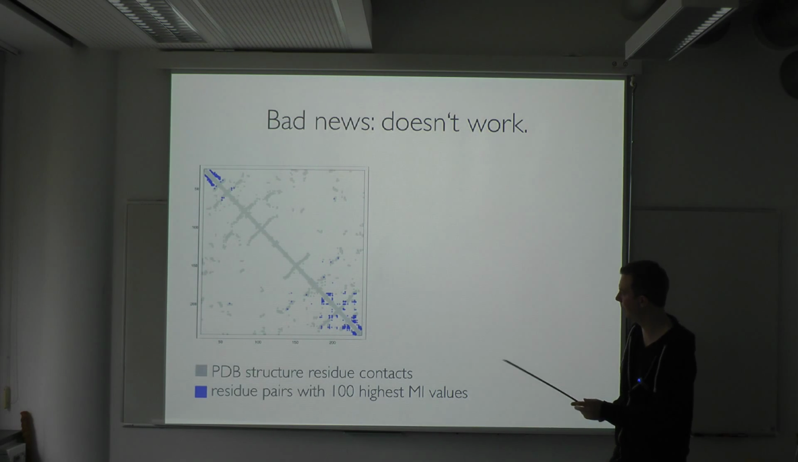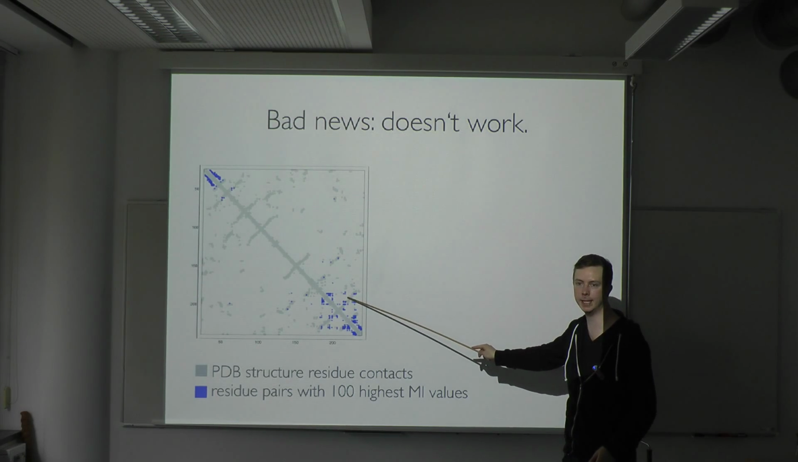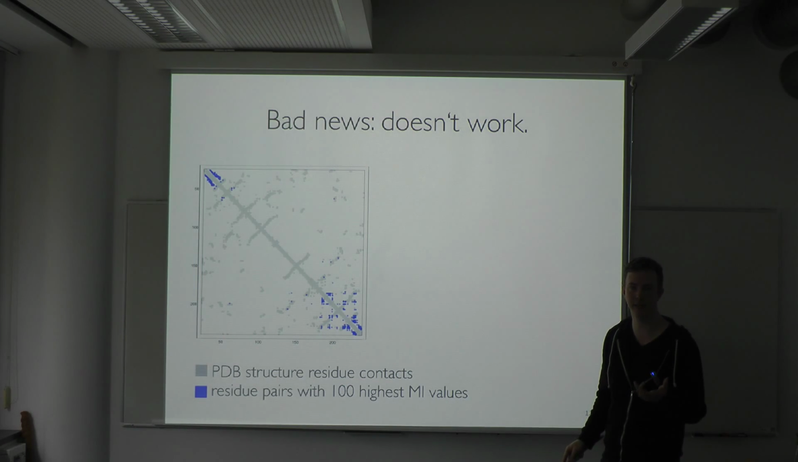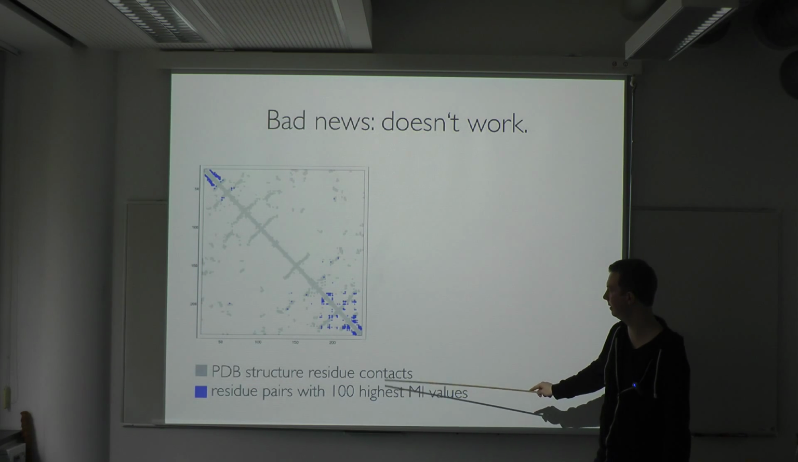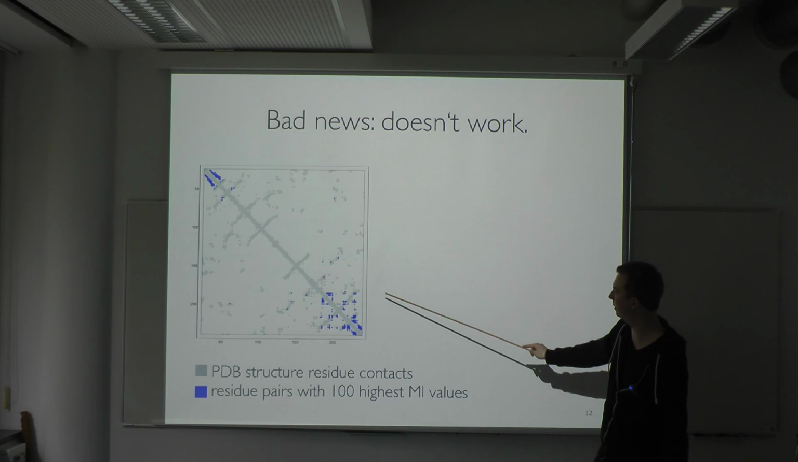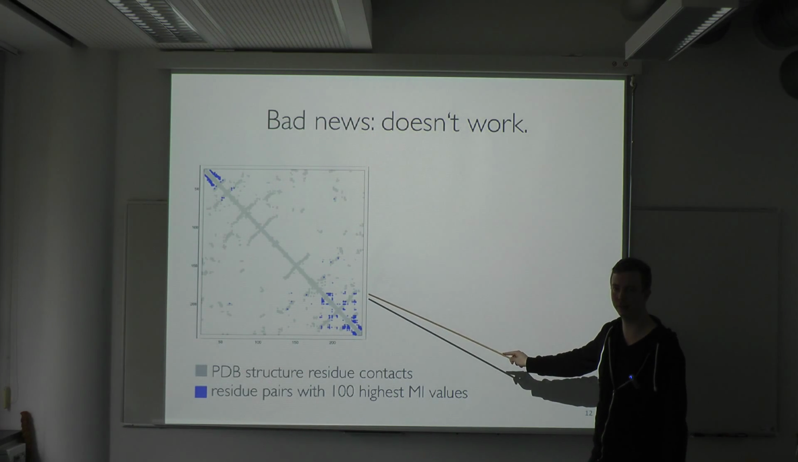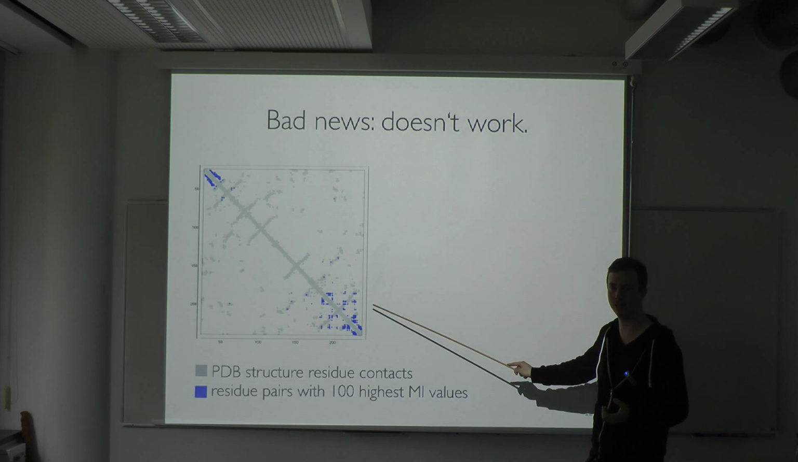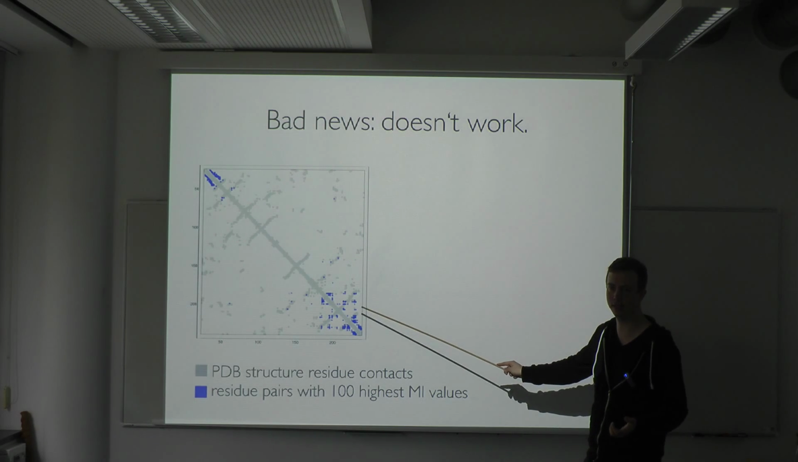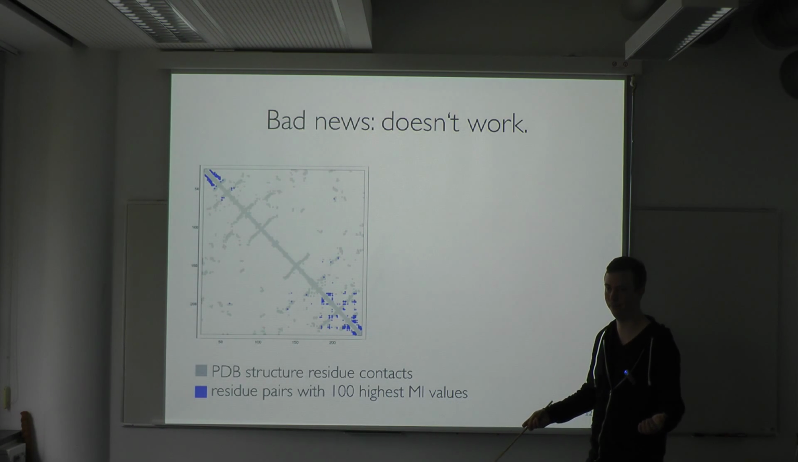And a blue dot now means this is a pair where we calculated from the sequence alignments that they're very correlated. So they have a high MI number for this particular pair. And it's the top 100 pairs in this case. And what you would hope is that the blue dots would fall on top of the gray dots. So the pairs where you say they correlate, they actually correspond to pairs that are close in the three-dimensional structure. Because if they're not, the whole idea falls apart, because you can't get the structure this way.